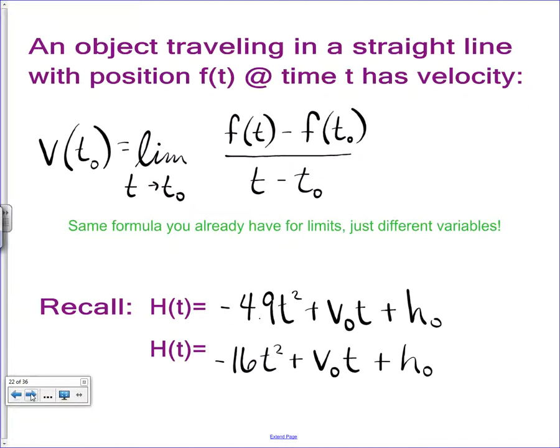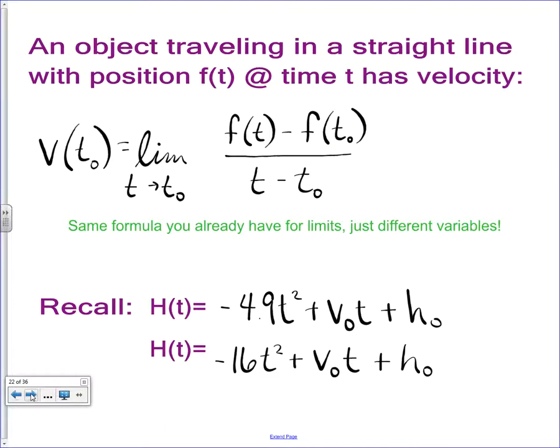So, let's talk about our formulas. An object traveling in a straight line with position f of t at time t has this velocity. Now folks, what does that formula look like to you? Yeah, isn't that the same formula we were using to find slope? Except it was f of x minus f of a all over x minus a, correct? So now, this just has different variables in it to look like f of t. Same thing. You'll notice we're finding the limit.